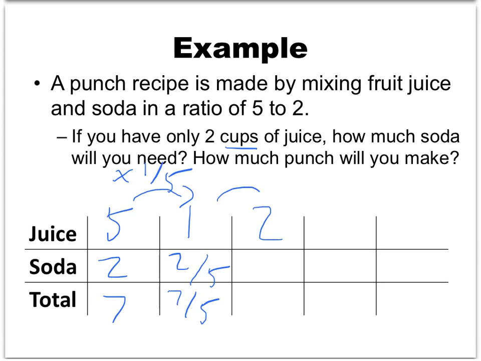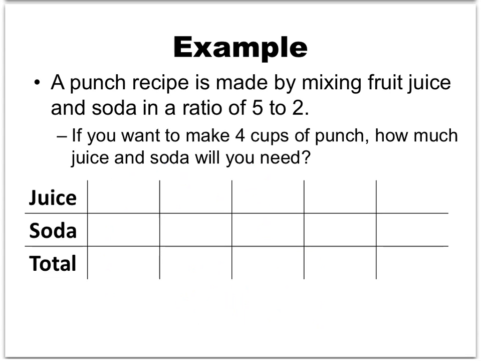And now to go from a 1 to a 2, let's multiply by 2. 2/5 times 2 is 4/5. 7/5 times 2 is 14/5. And so there's the answer to our problem. We're going to need 4/5 cups of soda, and that's going to make a total of 14/5 cups of punch.